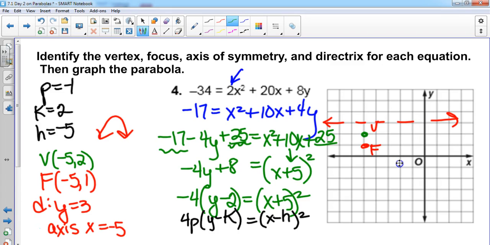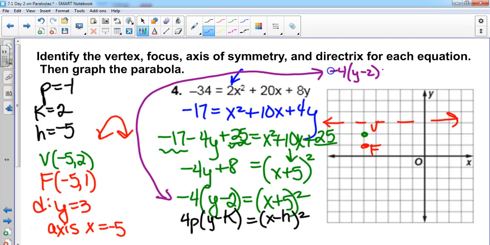So we plug in a 0. See where it crosses the axis? All right, if I go down here and put in an x equals 0, it'll say negative 4 times y minus 2 equals 0 plus 5 squared. Y minus 2 equals, what's 5 squared, guys? 25, and then we divide it by that negative 4. That's roughly negative 6. Add 2 is roughly negative 4.